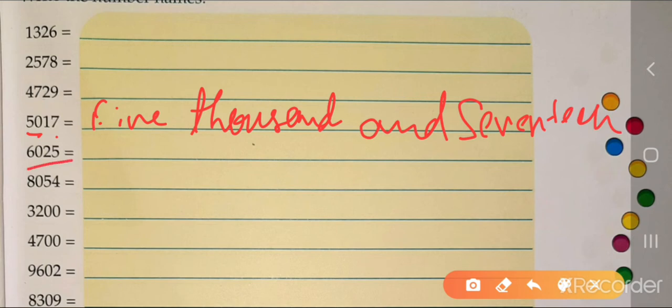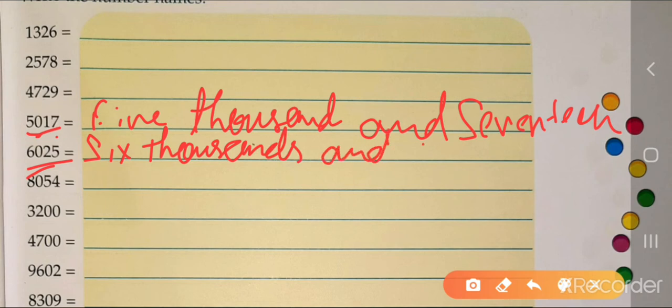Okay, next one is 6,025, like this only. There is nothing on the hundreds place, so we will write this number in this way: 6,000 and 25. Okay, next one is like these two, 8,054. This one is 3,200. There is nothing on the tens and ones place, so you will write this number like this.